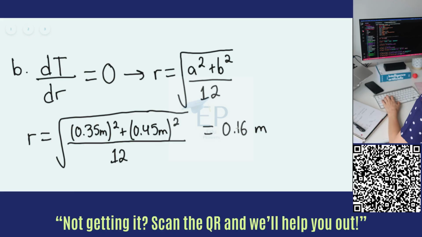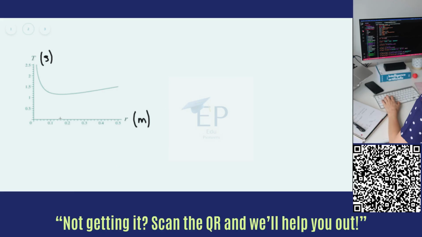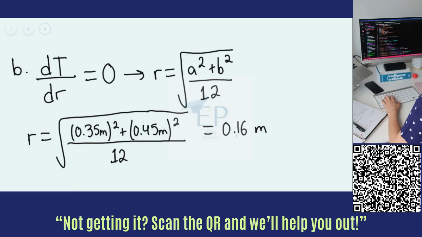And this makes sense because just based on the plot, 0.16 would be approximately right here, and that would be in fact the minimum period. So this would be our r value for the minimum T for part B.